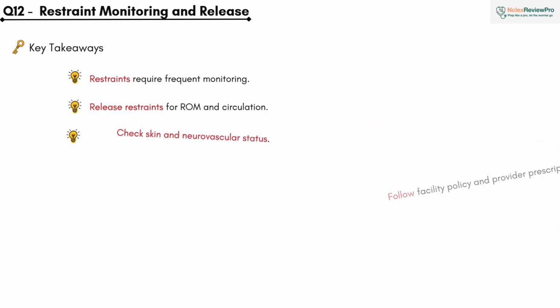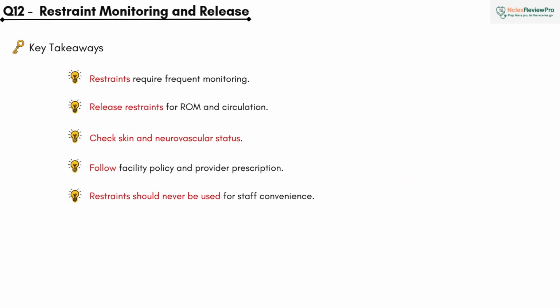The key takeaway is this: restraints require frequent monitoring. Release restraints for range of motion and circulation. Check skin and neurovascular status. Follow facility policy and the provider prescription. Restraints should never be used for staff convenience, punishment, or routine control.